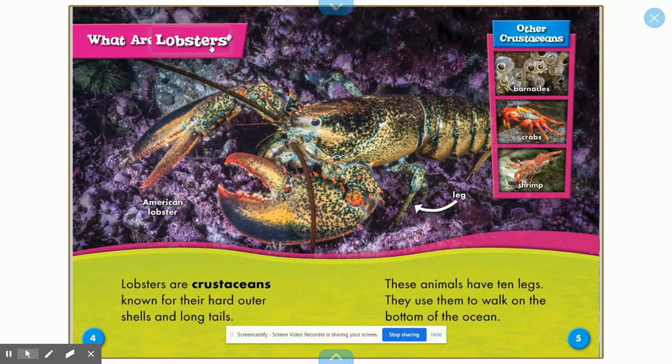What are lobsters? Now that's the heading of this page. Lobsters are crustaceans known for their hard outer shells and long tails. Now, within that paragraph, I can see there's a bolded word, crustaceans. That word crustaceans is an important word that the author wants you to notice. It is also a word that's going to be in the glossary. So if you don't know what the word crustacean means, you can go there to look it up.